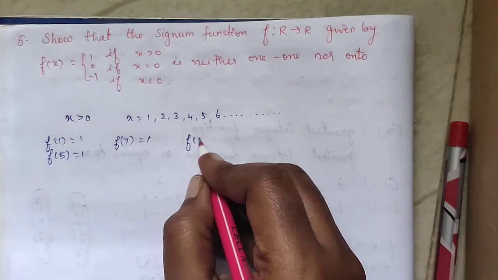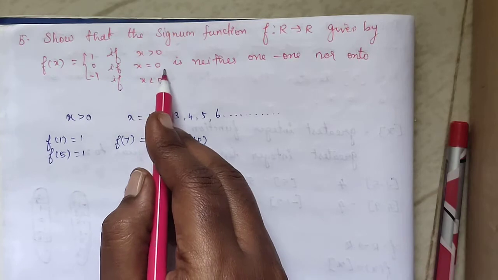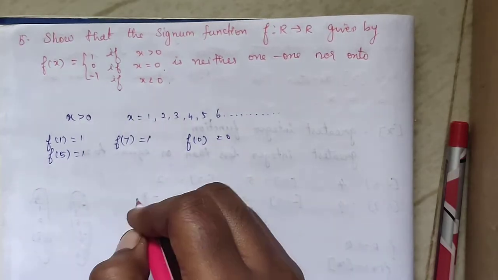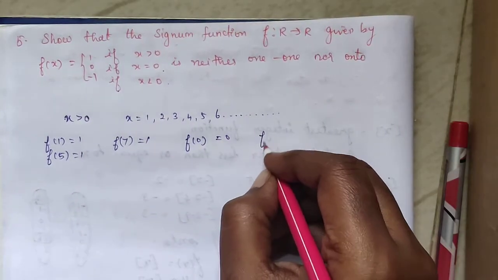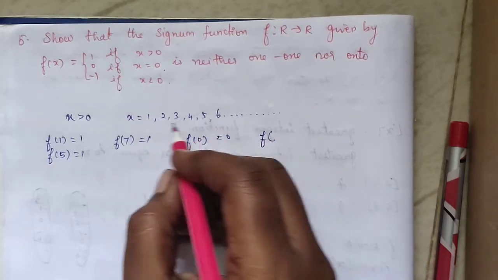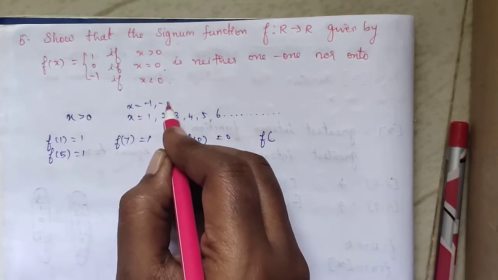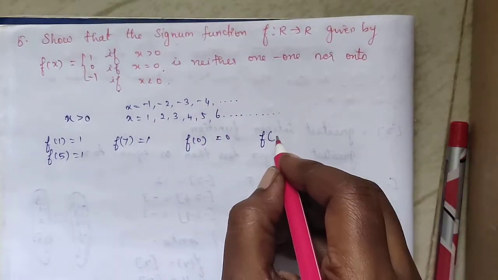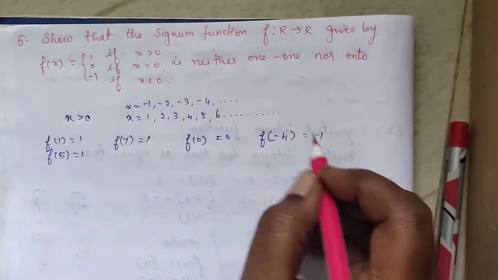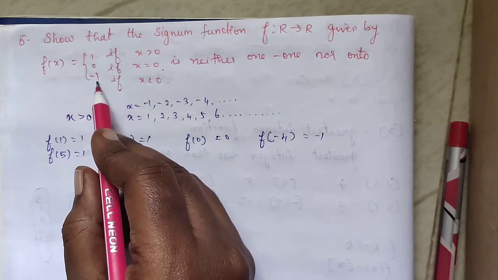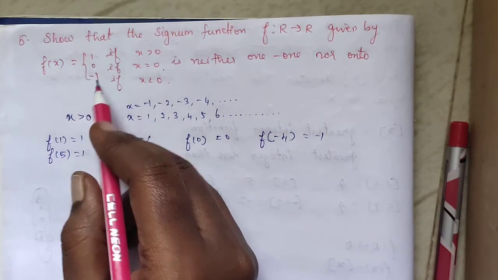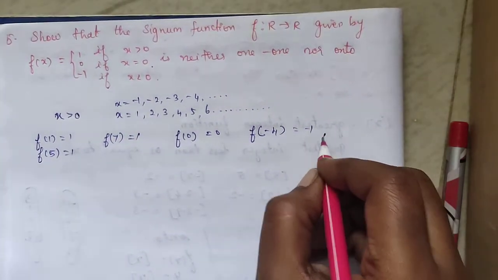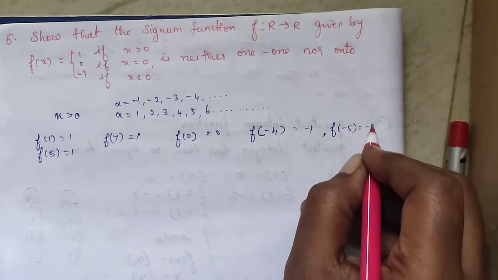Similarly, for f of 0, when x is equal to 0, the answer is 0 only. Now for negative numbers, when x is equal to minus 1, minus 2, minus 3, minus 4, and it keeps on going, all the values are minus 1 only. See here, f of minus 5 is equal to minus 1.